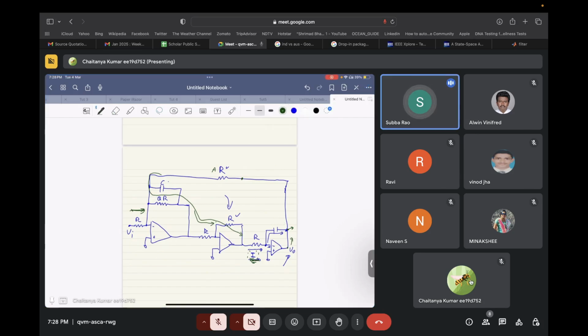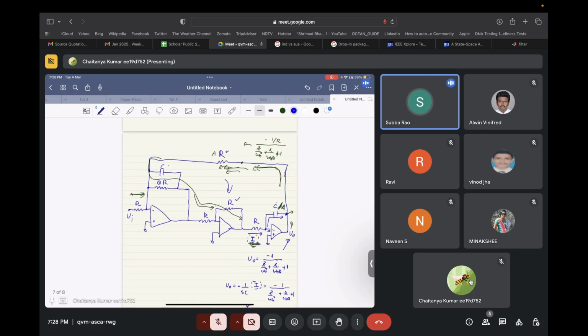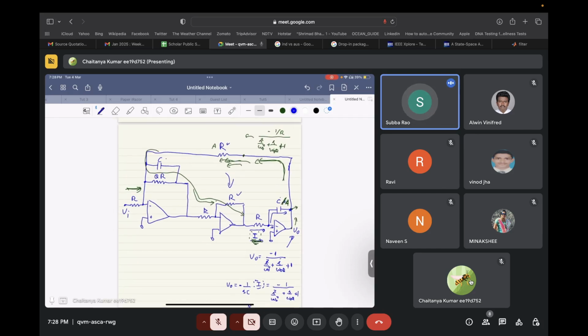Sir, please explain. You have put that we want a gain of A, so we have multiplied C with 1 by A, and to maintain the same current, we have multiplied R with A. Up to that I have followed, sir. After that, what will we do, please?